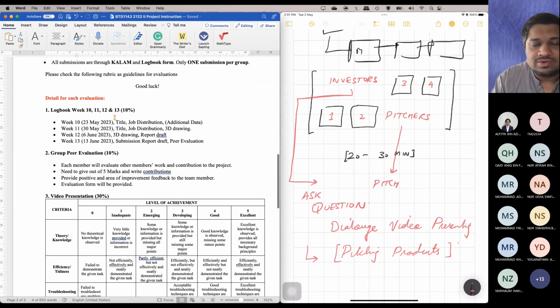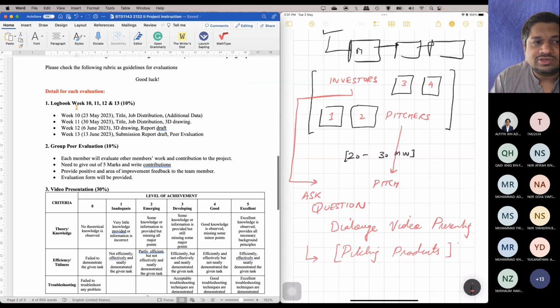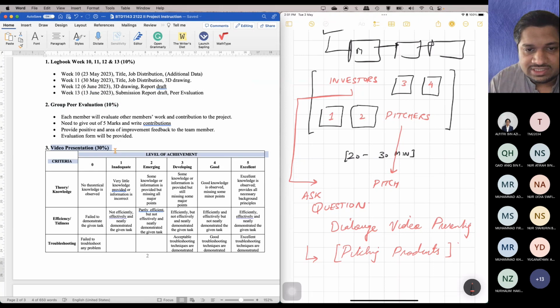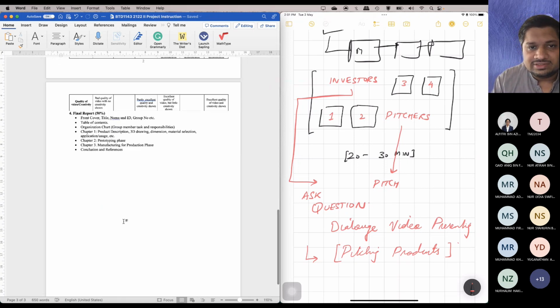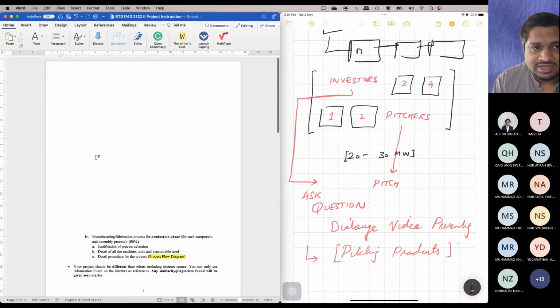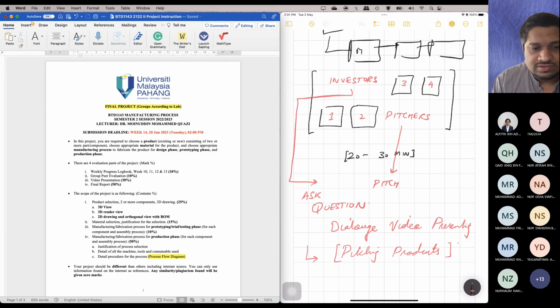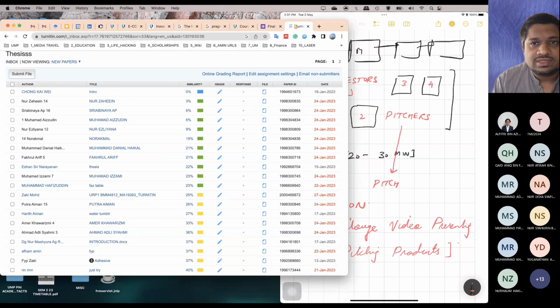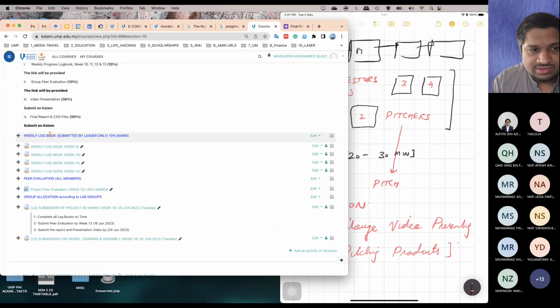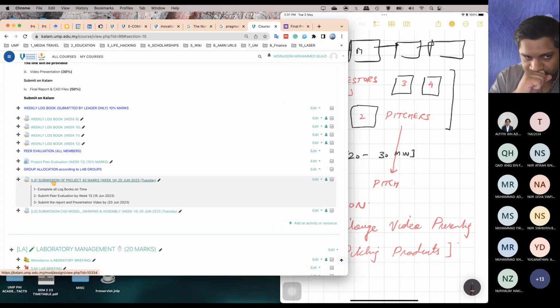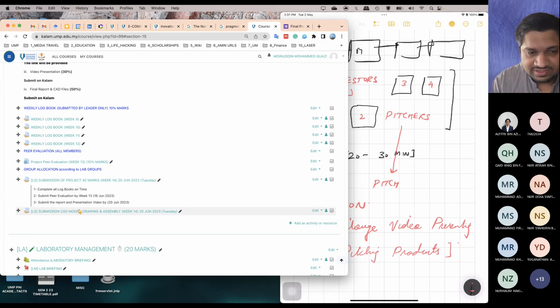So this was all about the project. In the project, you've got logbook, you've got group peer evaluation, you've got video presentation, and then you've got the final report. Okay. All the details of these are given on Kalam already. So if we go to Kalam and we go to project, then logbook, peer evaluation, submission of project, submission of CAD model or drawing also.